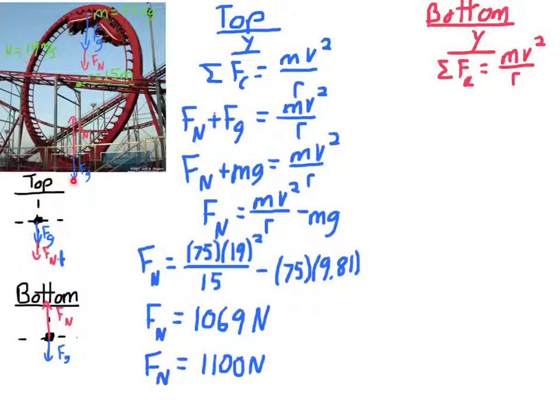So now let's check out the bottom of the loop. Now at the bottom of the loop, gravity is still going right down. So now we come all the way back around.